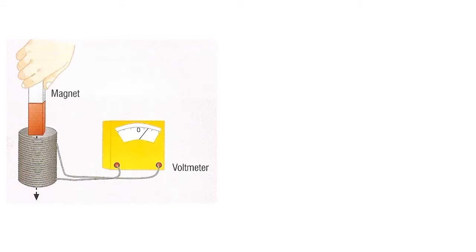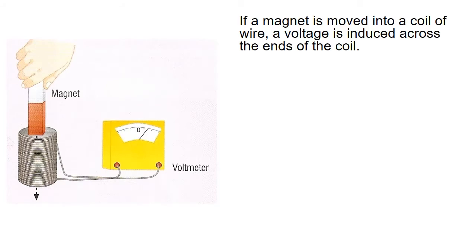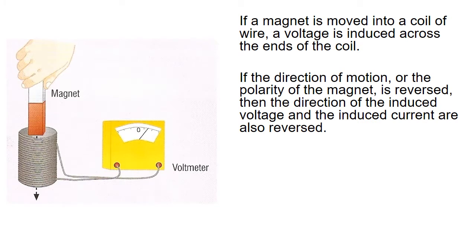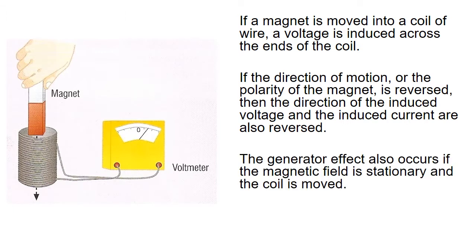So this is the example. You have a coil of wire connected to a voltmeter, and you're going to move the magnet up and down through the coil, and what you'll see hopefully is an induced voltage. If the direction of motion is changed, so rather than moving the magnet up and down, you're moving it down and up, then the voltage will be reversed, and also the induced current will be reversed. The generator effect also occurs if the magnetic field is stationary and you are moving the coil. Which is what we kind of saw last week.